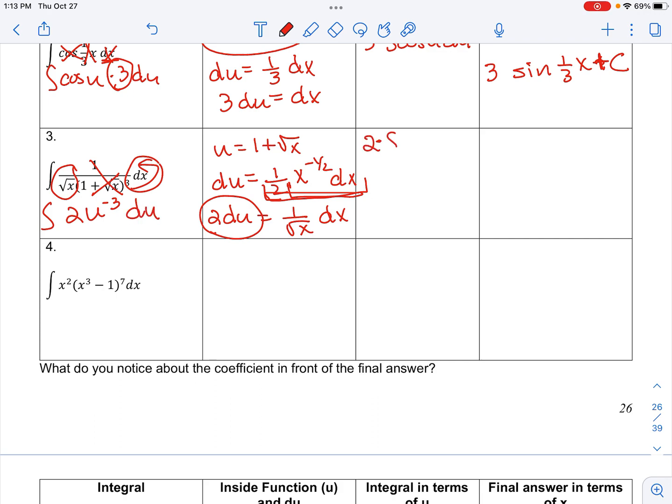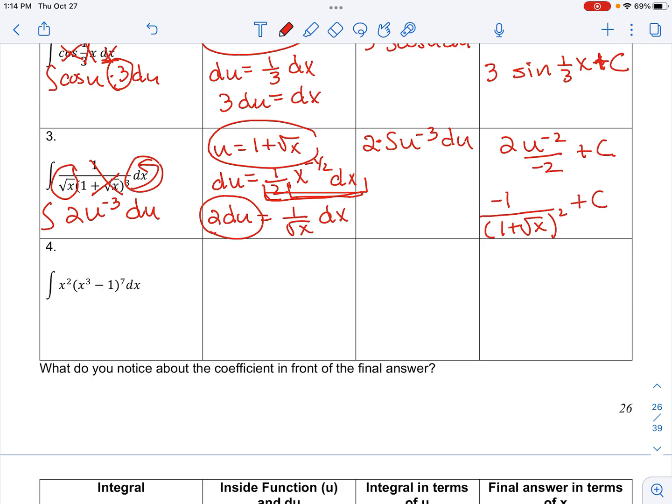So my rewrite looks like this. I'm going to add 1, divide by the power, plus c. Go ahead and I'm going to clean this up a little bit. So really it's a negative 1, and then over u, which is 1 plus square root of x squared plus c. I plug this back in and move that negative exponent to the bottom.